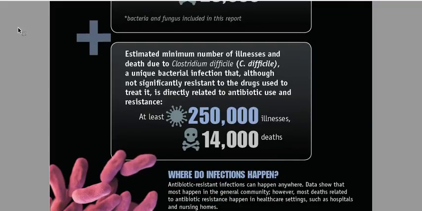Estimated minimum number of illnesses and deaths due to C. difficile, a unique bacterial infection that, although not significantly resistant to the drugs used to treat it, is directly related to antibiotic use and resistance. At least 250,000 illnesses, 14,000 deaths.